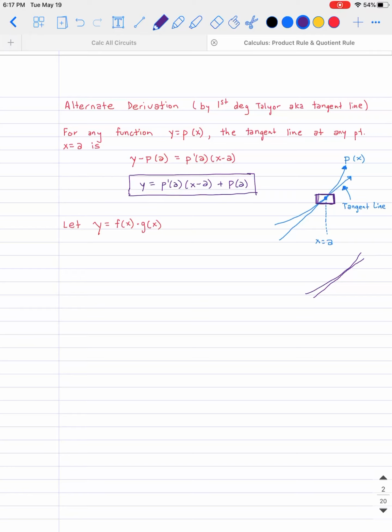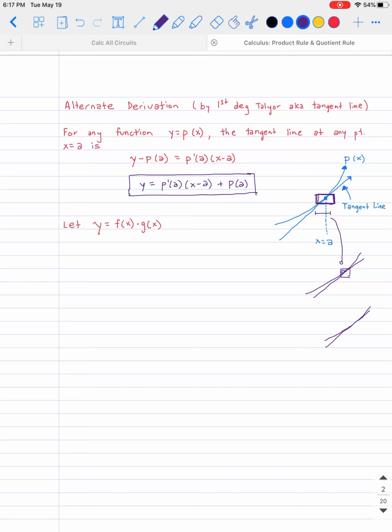Let me repeat it again. For a very, very small window, if we magnify that window, we can see that the curve and the tangent line are pretty much almost identical. If you keep blowing it up, you can see that the tangent line is almost the same as the curve. So for a very localized value of x equal to a, the tangent line is the same as the curve itself.